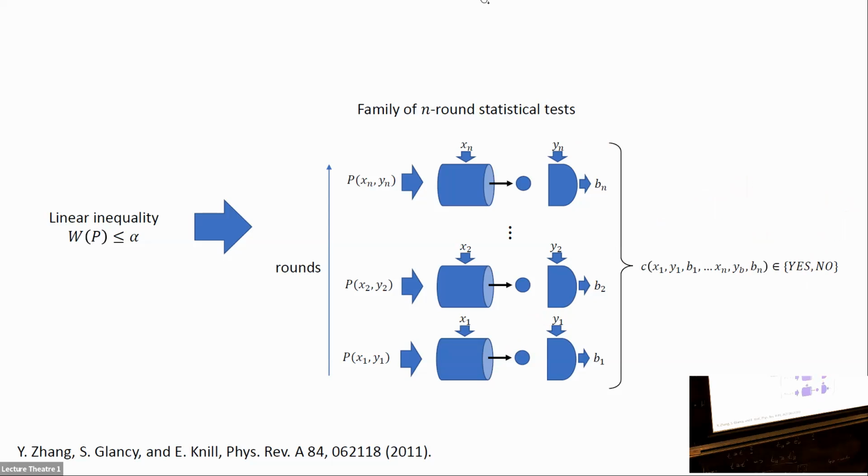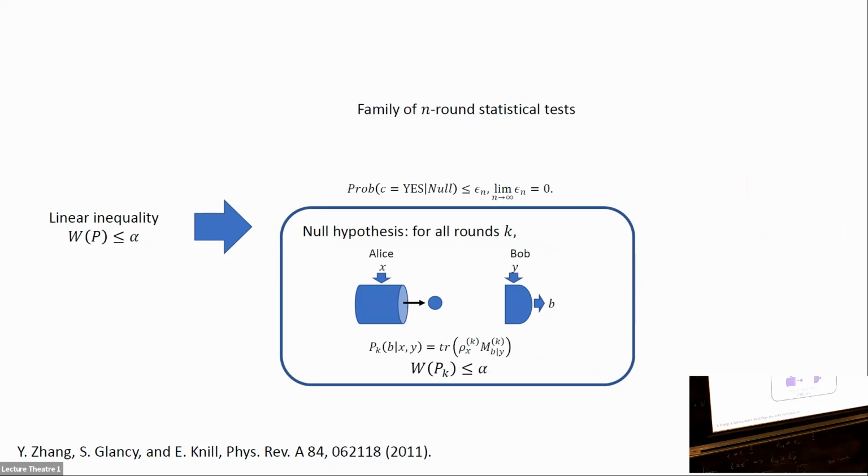Okay. So now, what are the properties of this test? The property of this test is that if the null hypothesis is true, where the null hypothesis means that for all rounds this inequality is satisfied by the experiment that you were conducting.